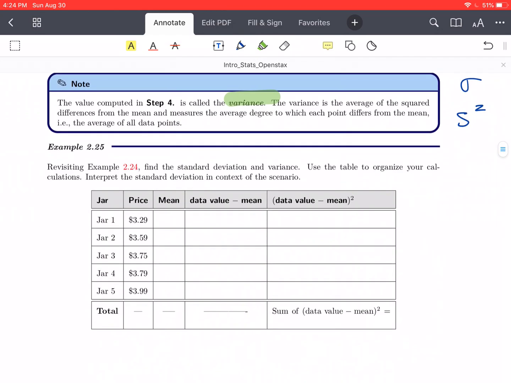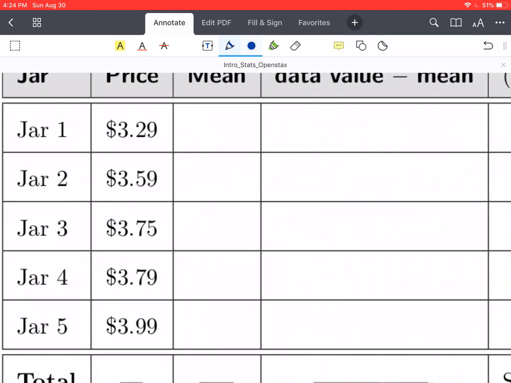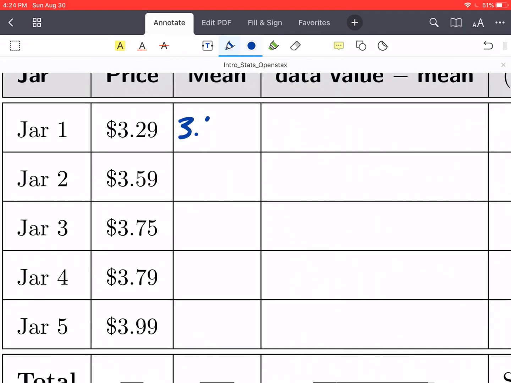Let's look at this example. Find the standard deviation and variance. Use the table to organize your calculations. Interpret the standard deviation in context of the scenario. For the mean value of all of these, you add them up and then divide by 5. There are 5 data points there. That value is 3.682. It's going to be the same for all of them.